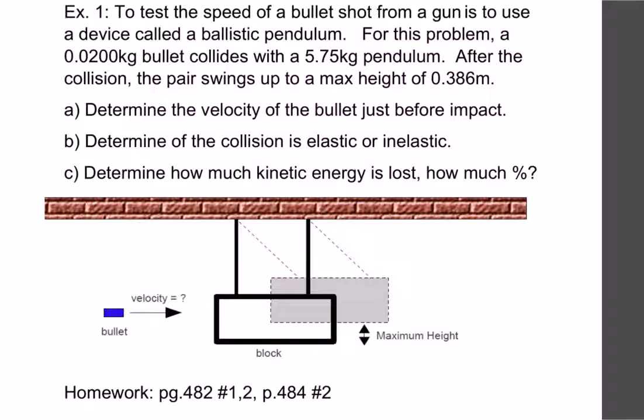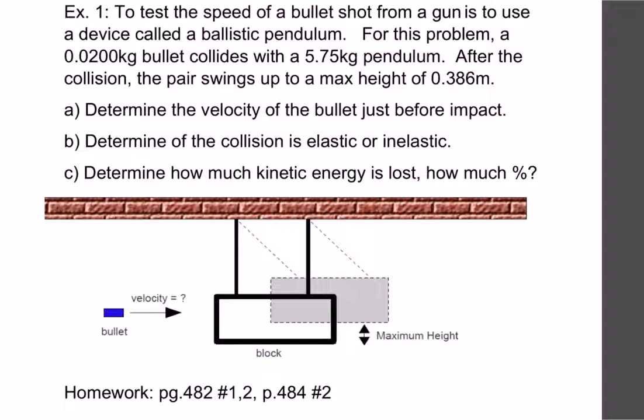So let's go through this example. This is one of the harder examples that you'd see. It's a ballistic pendulum, which means you shoot a bullet into the wood, and the wood and the bullet swing together, and by doing that we can then calculate how fast the bullet was going before it hit the wood. So part A is asking how would we calculate the velocity of the bullet.